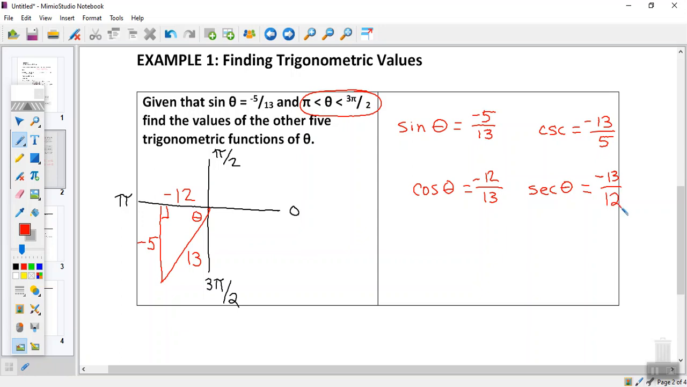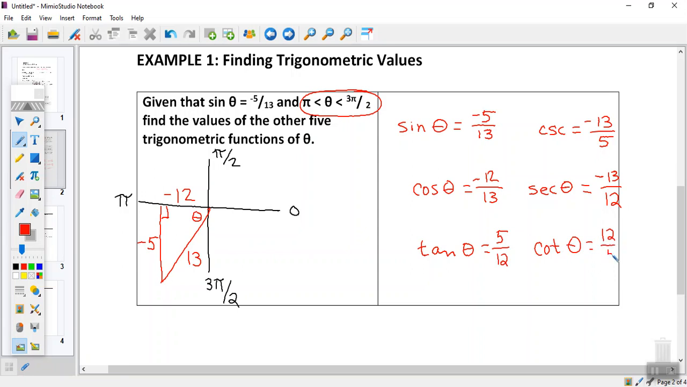Okay. What do you want to find next, friends? Go tangent. Now tangent's going to be a negative over a negative, so what's really going to happen here? And that's why the tangent is positive down here in the third quadrant. So it'll be 5 over 12, you guys agree? Yep. Which makes the cotangent what? Okay. So we've had enough exposure to that kind of stuff right there.